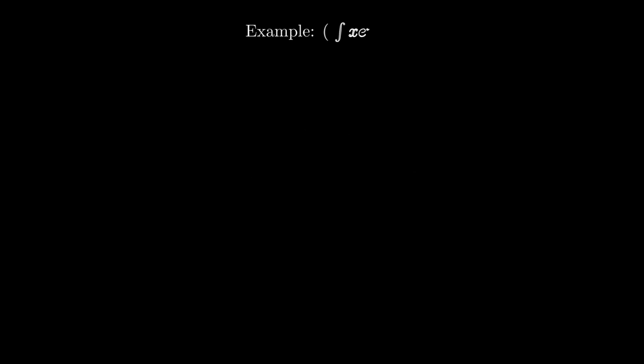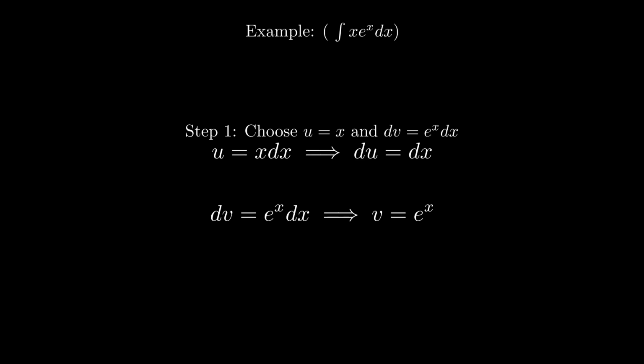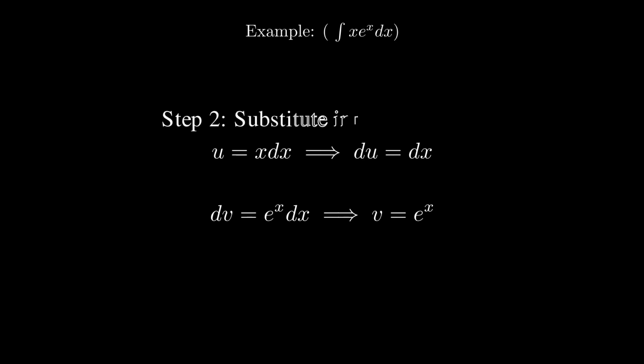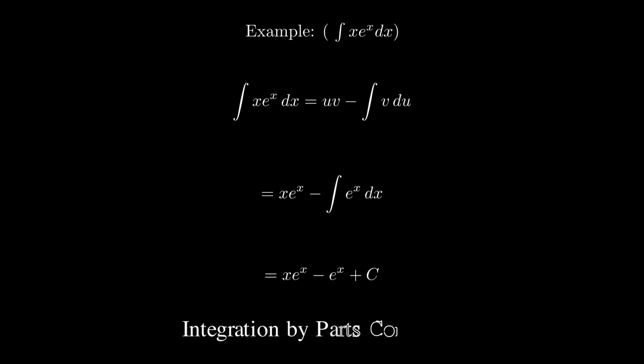If we're looking for the integral of x e to the x dx, you can clearly see that this is two functions: one function x, the other function e to the x. What we're going to do is choose u equal to x and dv equal to e to the x dx. From u, calculating du, which is equal to dx, and from dv, calculating v to be e to the x, we then substitute this into our formula. The integral of x e to the x dx becomes x e to the x minus the integral of e to the x dx. Solving for that is then x e to the x minus e to the x plus c, and that completes integration by parts.